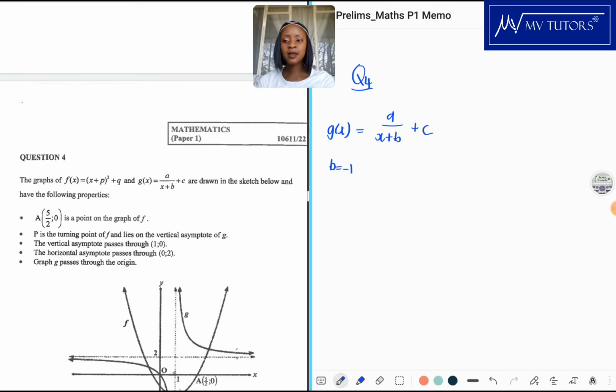And then what about c? Well, c is straightforward. The horizontal asymptote passes through 2, so c will be 2. And then we have a point on this hyperbola, because they told us it passes through the origin.